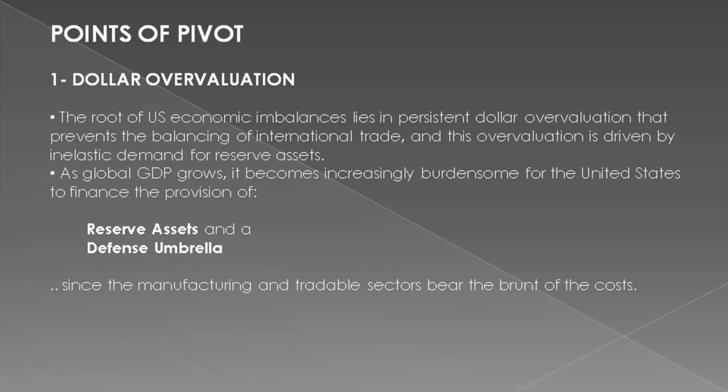The first point of pivot is setting up the pins for a U.S. dollar devaluation. We have long held that the U.S. dollar is overvalued by maybe 40%. A devaluation of 20% is the minimum we should expect.